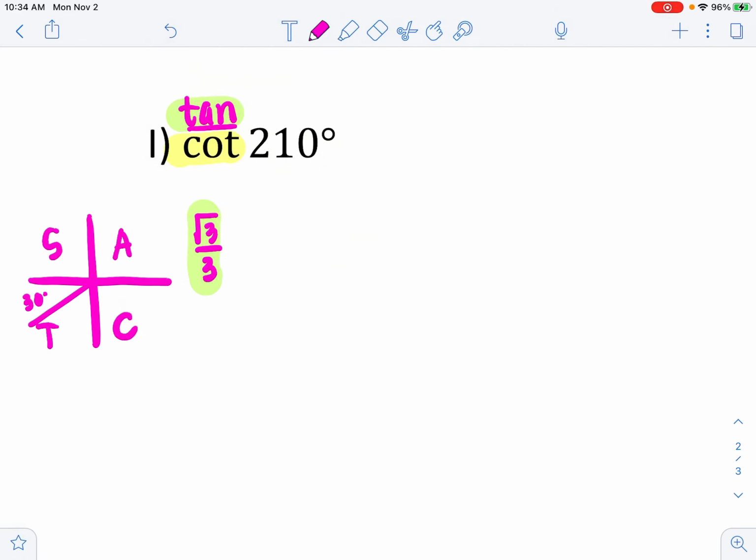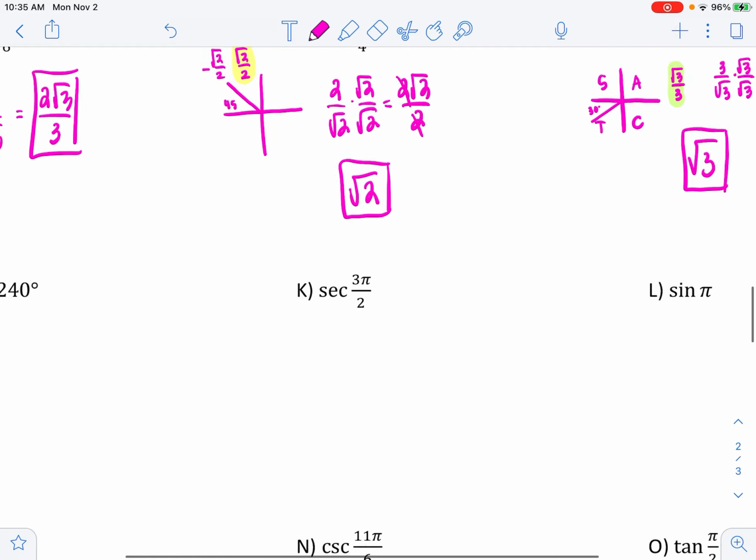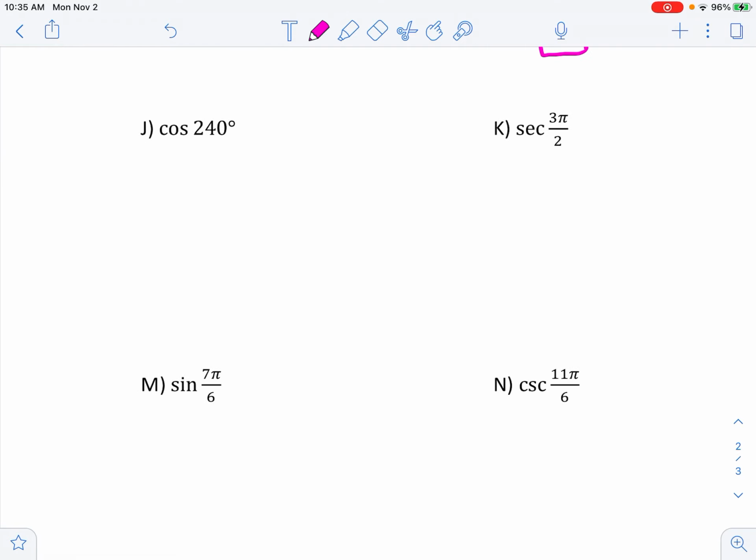So tangent is root 3 over 3, but I want cotangent. So I have to do the reciprocal. That's 3 over root 3, which you could have memorized, rationalizes to root 3, because root 3 and 3 over root 3 are reciprocals. But if you don't, you could always do the math, and you're going to get 3 root 3 over 3. 3's cancel.